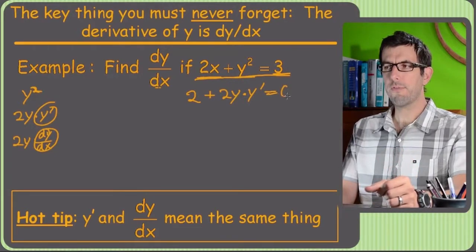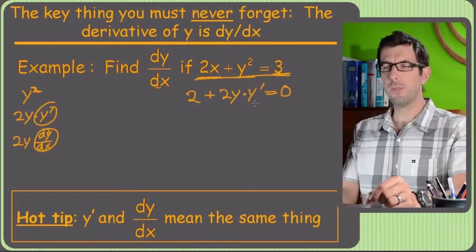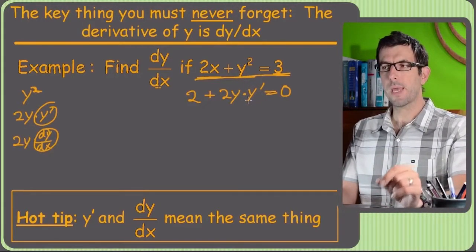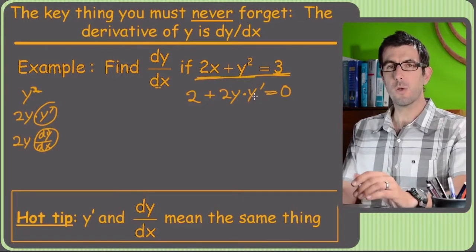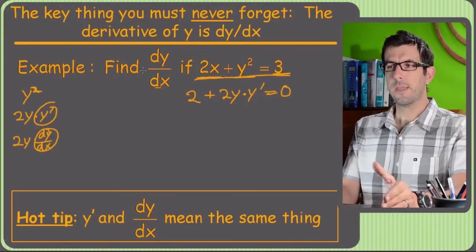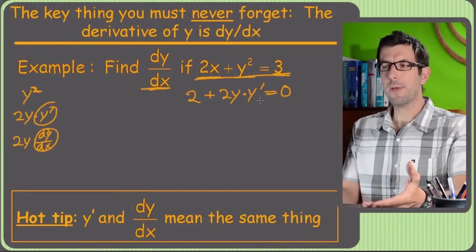So we're just taking the derivative of everything on both sides of the equal sign. All right, so that's step number one. Just take the derivative of everything you see and be really careful to remember you've got to put a y prime next to every single y term that you took the derivative of. At this point, the problem was, they asked us to find y prime, and there's a y prime, so all we have to do is solve for it.